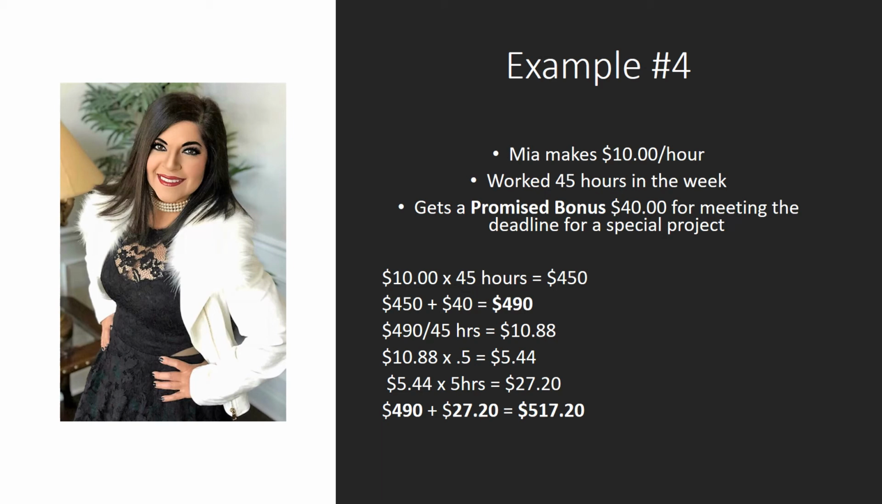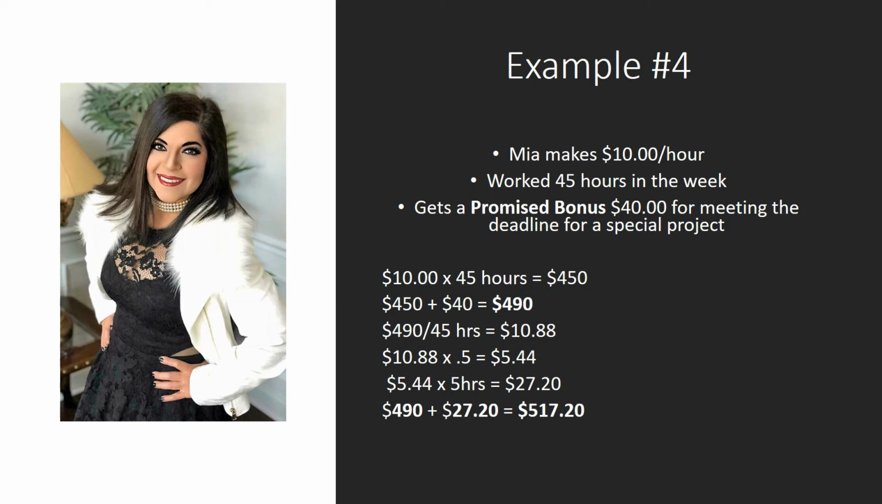Okay, so once again, we first must establish the regular rate of pay for all the hours. So the regular rate of pay is $10 an hour times 45 hours that she worked, which is $450. So now we're going to have to add to the $450 the $40 promise bonus. So that makes it 490. Now I want to get the regular rate for all those hours. So 490 divided by 45 comes out to 10.88. See how my rate went from $10 to 10.88?